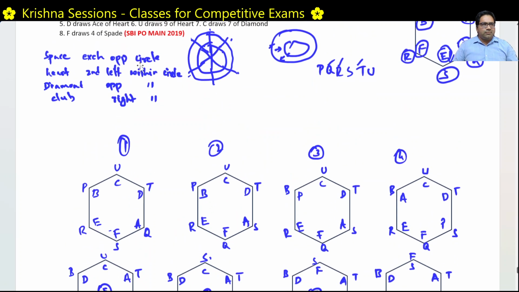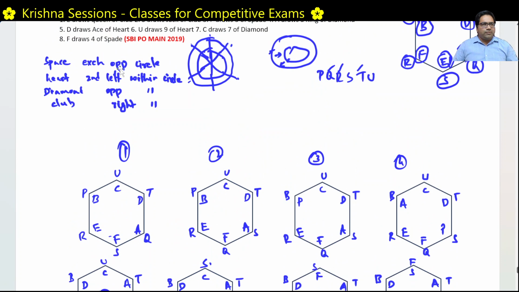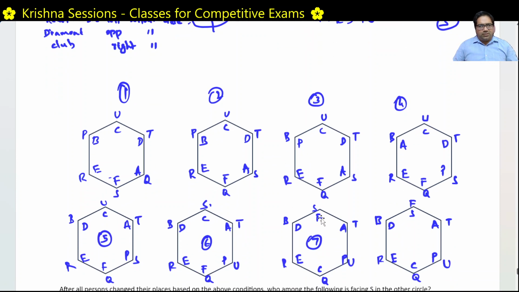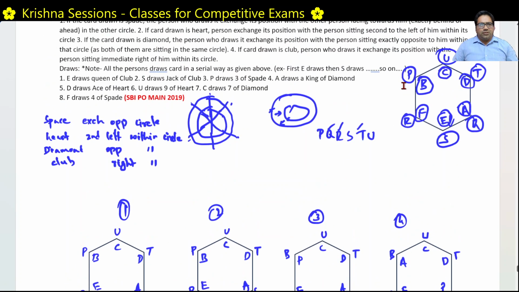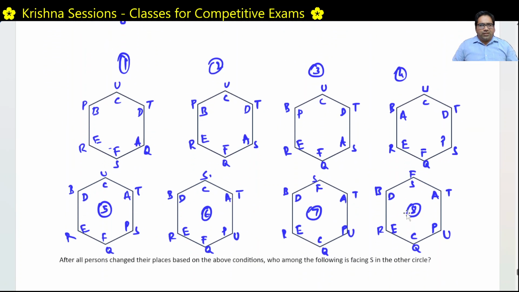Then the eighth operation is F draws 4 of spade. Spade means opposite circle, exchanging with the one who is sitting in the opposite circle in front of him. F's opposite circle is S. S will come inside, F will go outside, and the rest will remain the same. So after all these 8 operations, this is the final arrangement. This was the initial arrangement, and this is the final one.